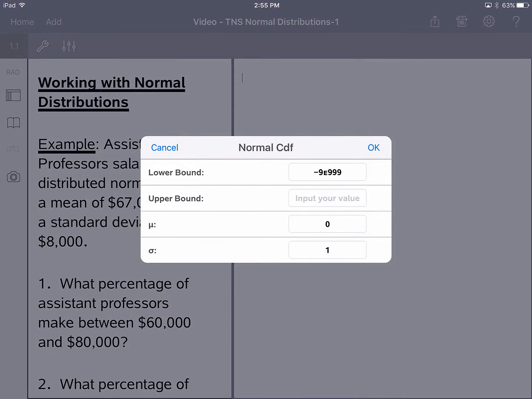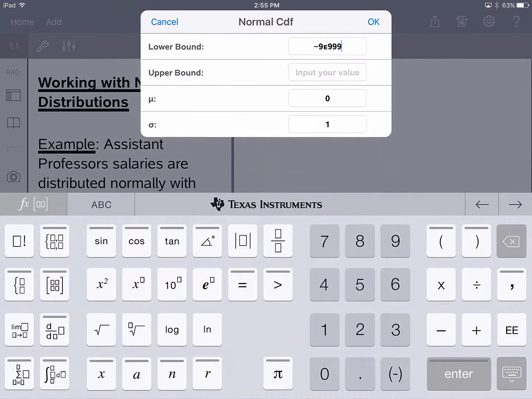So it gives me a choice of a lower bound and an upper bound, and that is the bounds on the interval that I'm looking at. So if I'm looking for the percentage between 60,000 and 80,000, then the lower bound would be 60,000. The upper bound will be 80,000. Mu stands for the mean of my distribution. The mean here is 67,000. And sigma is the standard deviation. The standard deviation in this case was 8,000.